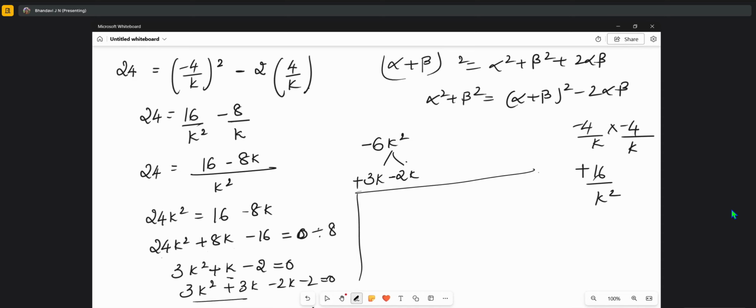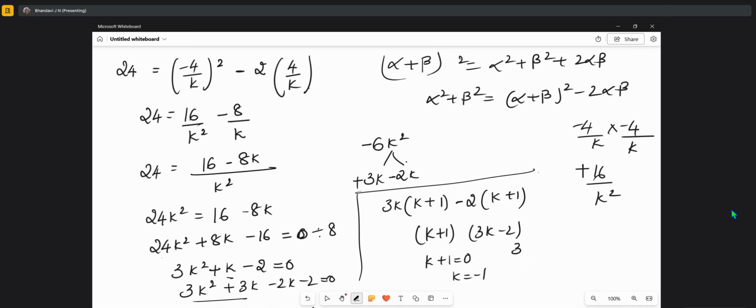Okay. So you will get 3k common here. So you will get k plus 1. Minus 2 I can take common. You will get k plus 1. So k plus 1 into 3k minus 2. So k plus 1 is equal to 0, k is equal to minus 1. 3k minus 2 is equal to 0, 3k is equal to 2, k is equal to 2 by 3. Okay.